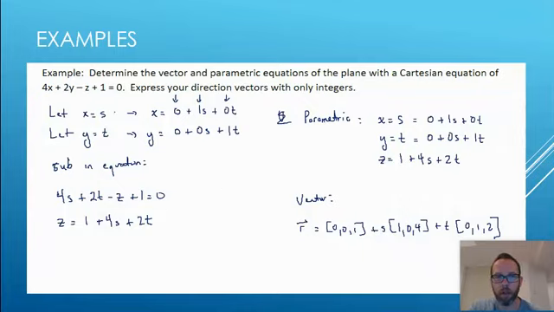That wasn't our only choice. Maybe if the x was by itself, it would have been convenient to say that y was s and z was t, or the same thing if y was by itself. But here it made it really easy to isolate z.